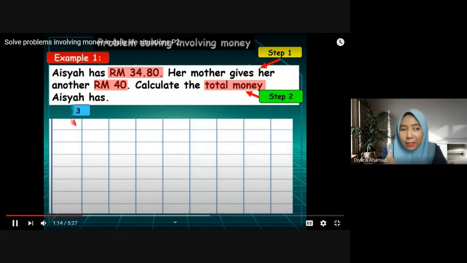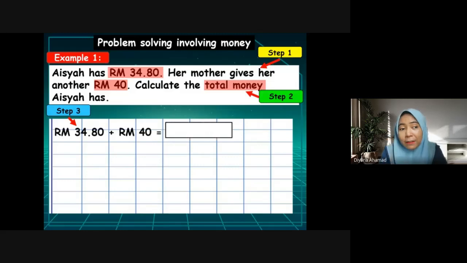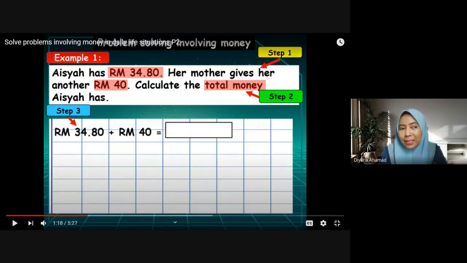Okay, Aisyah has 34 ringgit 80 cent. Sorry, Aisyah has 34 ringgit 80 cent. Step number 3 is you need to write the number sentence. So you already know the story talks about the addition of money. So you put 34 ringgit 80 cent plus 40 ringgit.